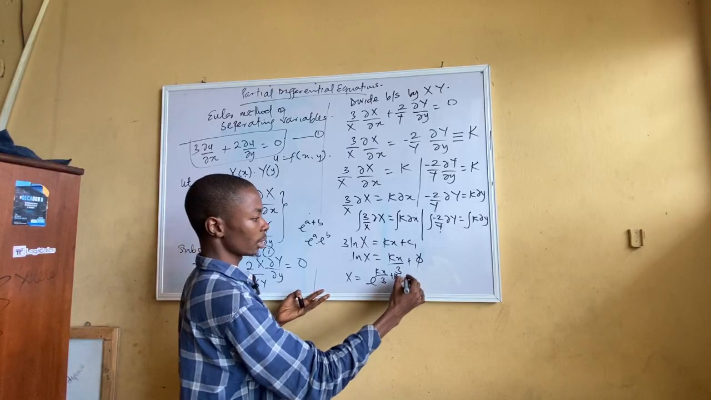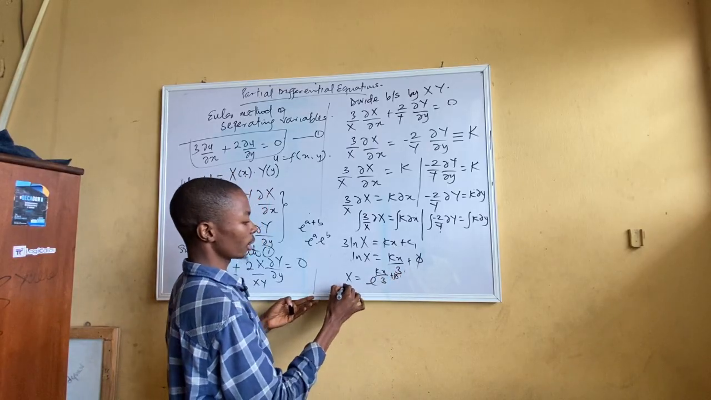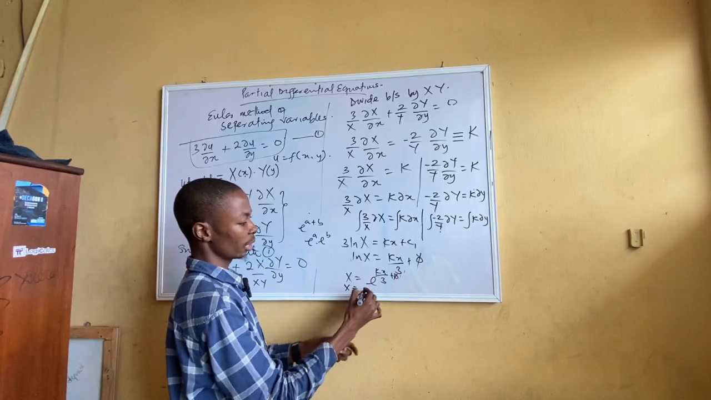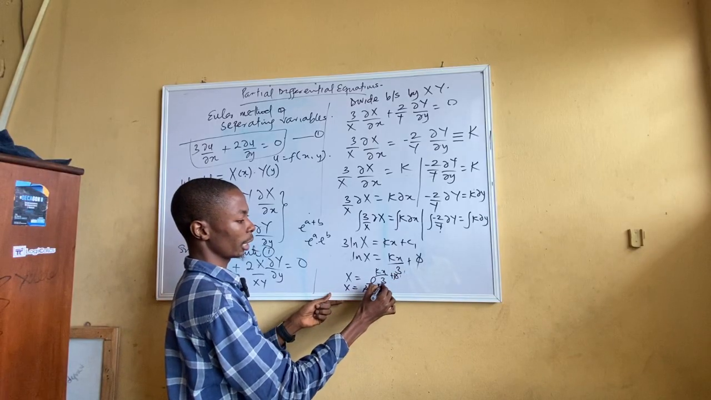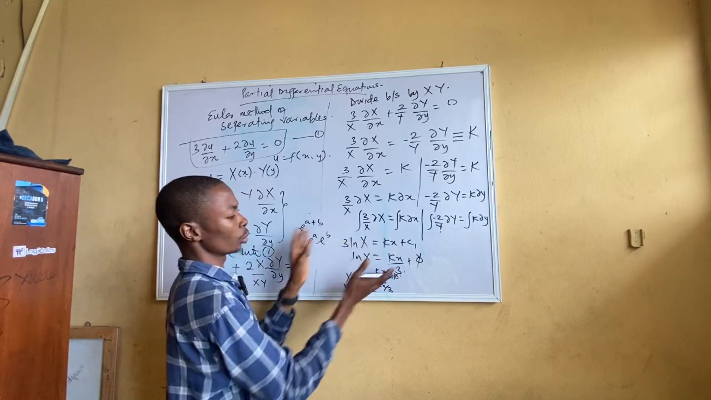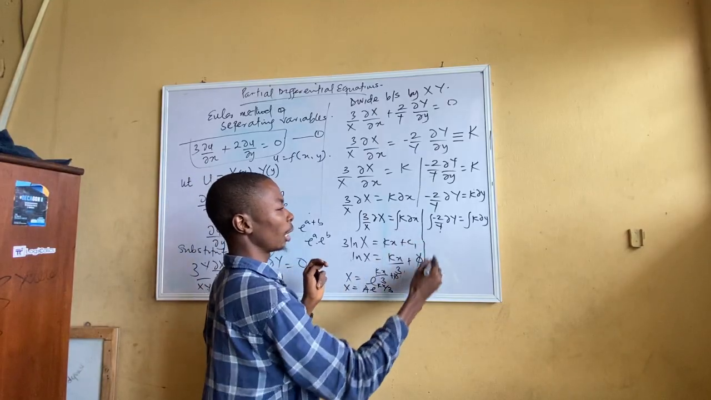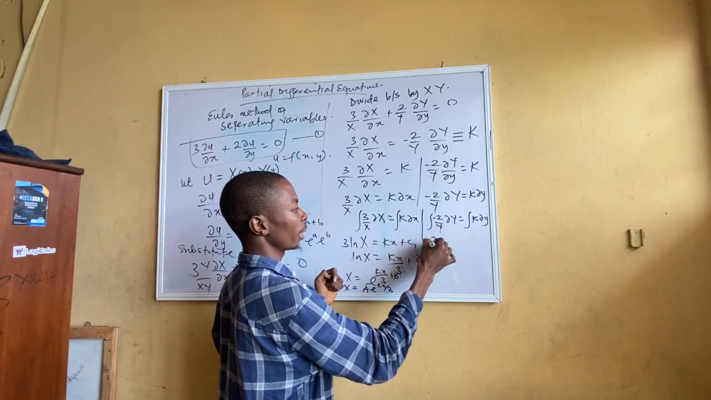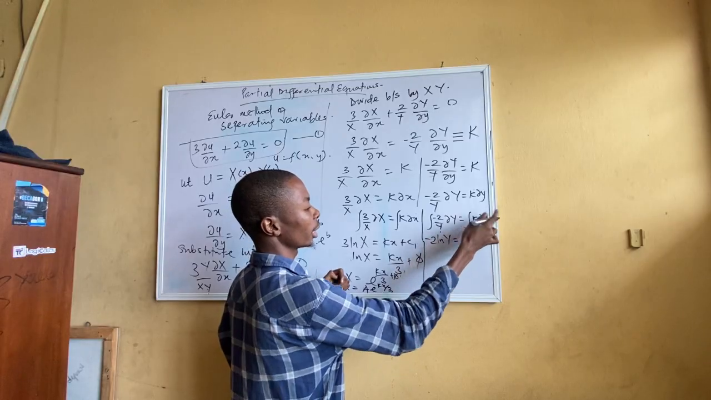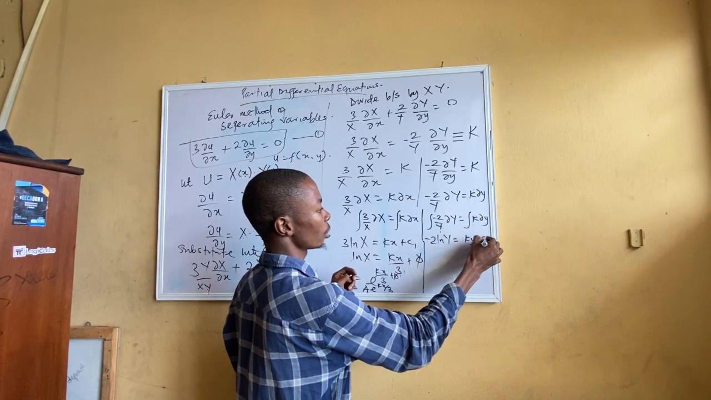So we are going to say x equals, let's say e raised to power 5 is a, it will be a exponential kx over 3. That is the solution of the first one. Now do the same here. Integrate minus 2 over y, that's minus 2 log y. Integrate k with respect to y, that's ky, let's say plus c2.